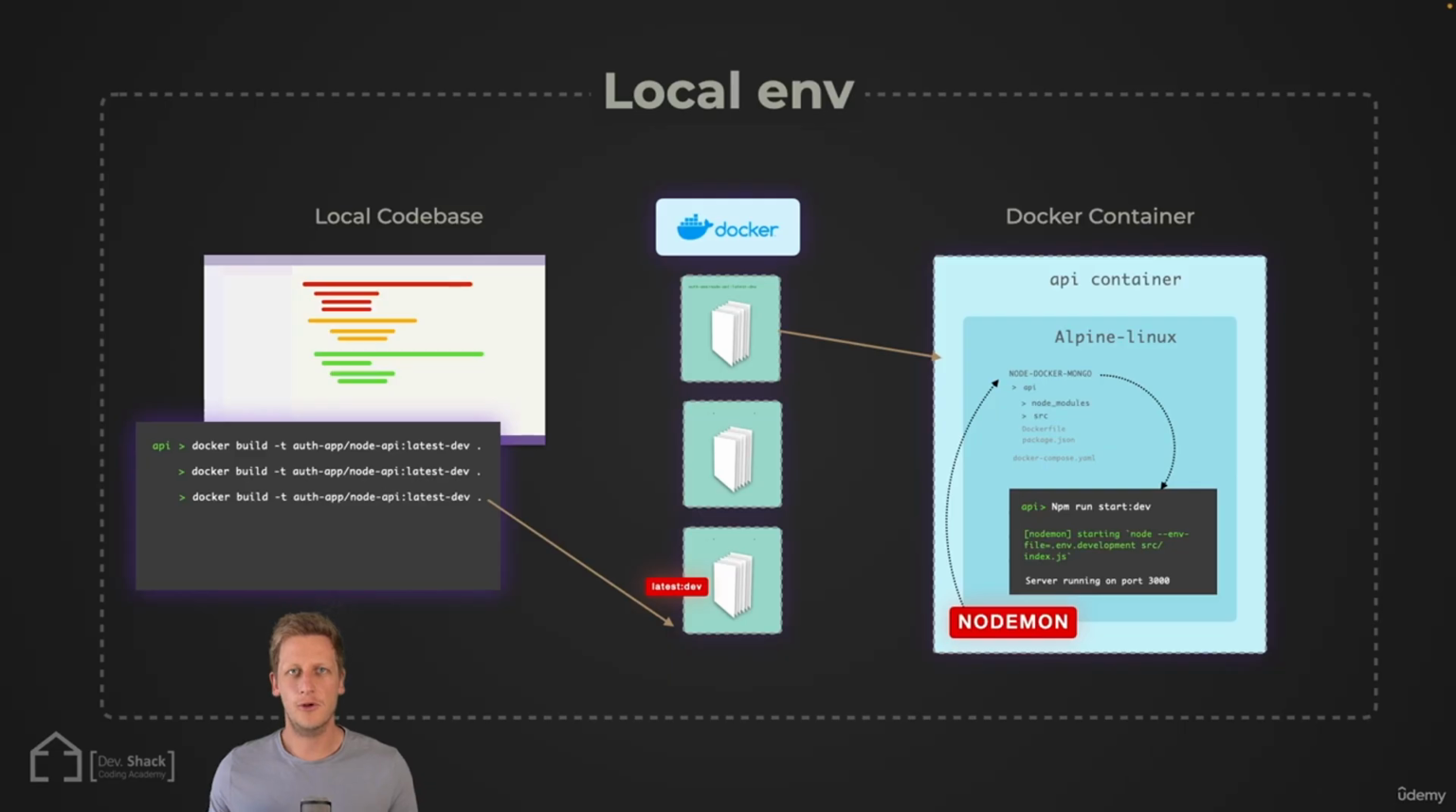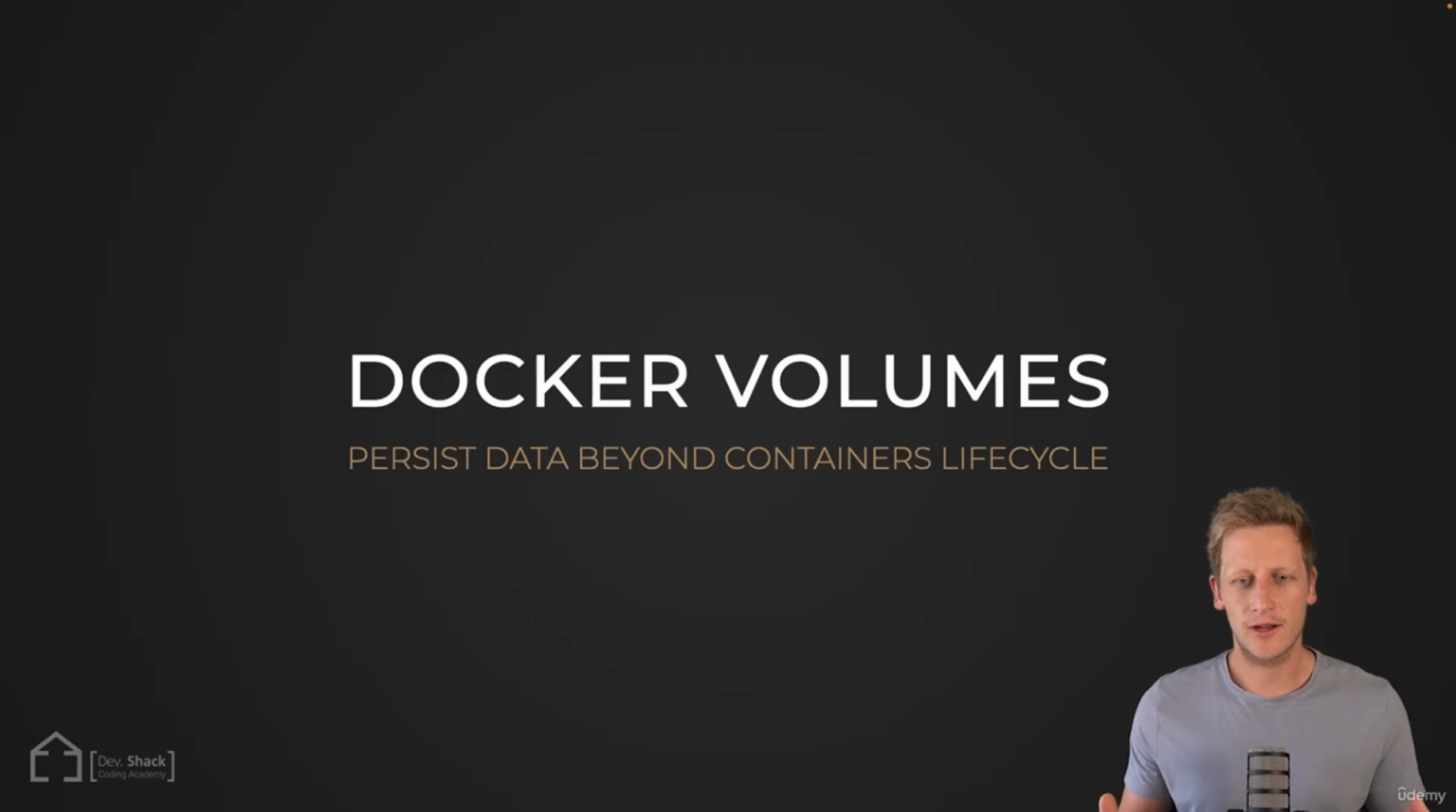And so even though we have NodeMon running and the application is running, it's running in an isolated environment. It's got no way at this point in time to detect any changes that are happening in your local code base. I think that's a good explanation of what's going on under the hood. I think we're very clear on what exactly is the problem. And let's introduce the solution now.